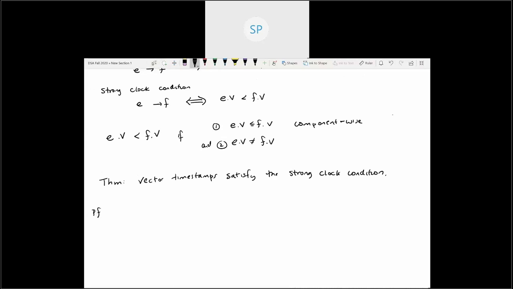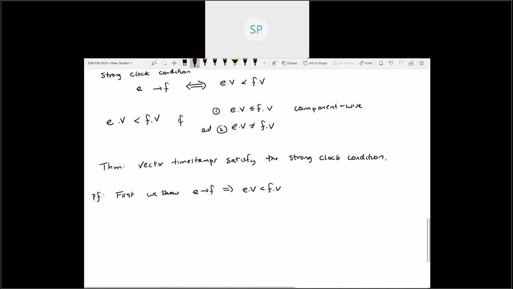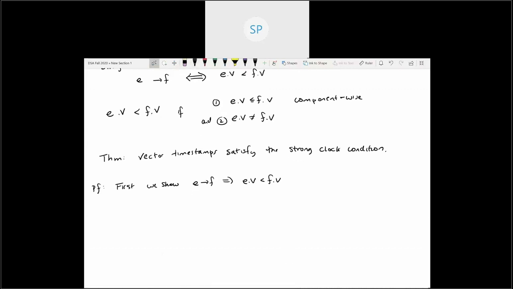So for our proof, first we're actually going to show the weak clock condition holds. And to do this, we're going to use the definition of the happens before relation, and we're going to build our proof around that. There are three bullet points in the happens before relation: the local events, the send and receive, and the transitivity. So we're going to use those three bullet points to construct our proof here.